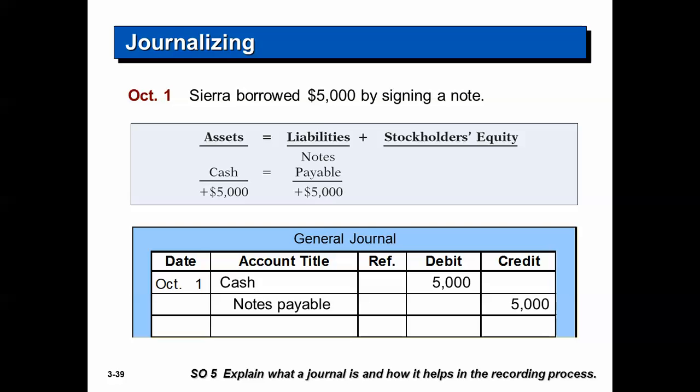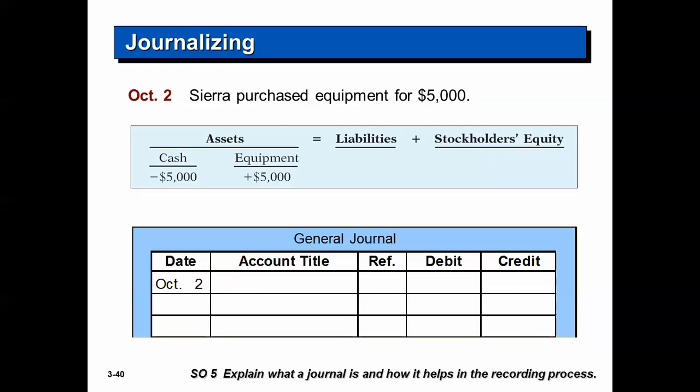Notes payable, credit, what's a liability? It went up, 5,000. October 2nd, we purchased equipment. Okay, now this time, cash goes down, equipment goes up. We always record the debit first. So debit equipment, 5,000, it went up. Credit cash, 5,000. That's how we journalize.